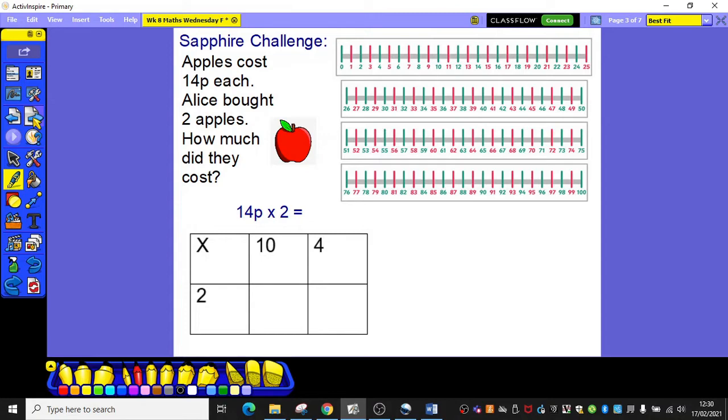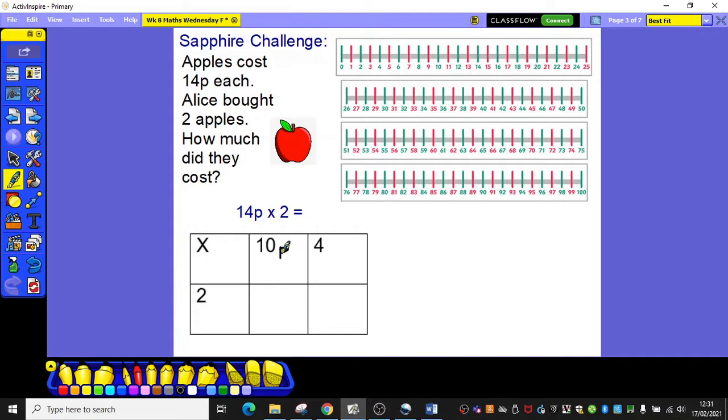Apples cost 14 pence each. Alice bought 2 apples. How much did they cost? Now hopefully you've been able to work that out in your head, and actually hopefully the Sapphire group you've realised this is the same question I modelled yesterday. It's just put into a word problem. We've got 14 pence multiplied by 2, which is what we did yesterday.